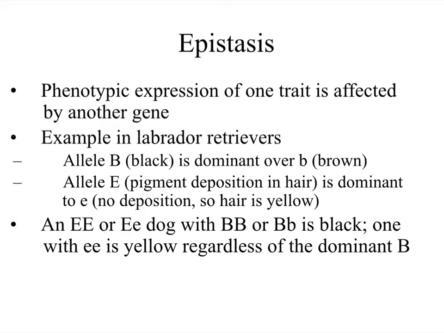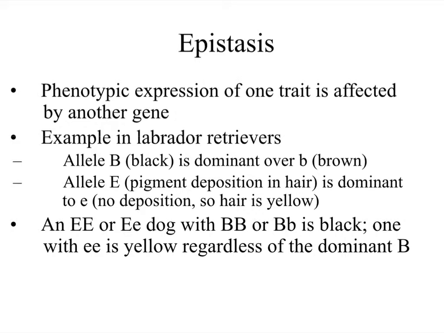Okay, so here's the genetics part. You have black and brown labs, right? And so that's represented by the allele big B. Allele big B is going to give a black Labrador retriever, and it's dominant over the little b's, which is going to be a brown or chocolate Labrador retriever.